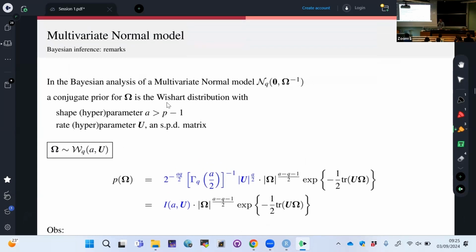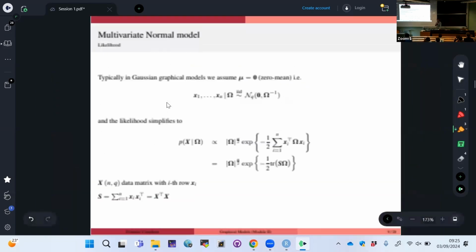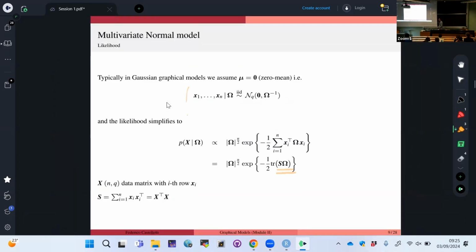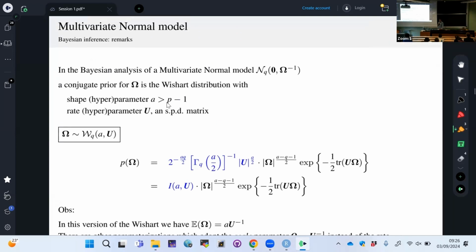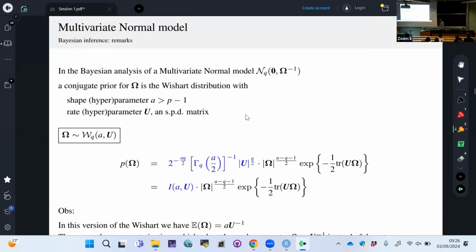Let me provide you some results also for the Bayesian inference of a multivariate normal model. If you want to do frequentist inference, so basically you need to estimate omega, then you can implement maximum likelihood estimation, in which case the maximum likelihood estimator of omega would be the sample precision matrix, so the inverse of the sample covariance matrix. So this is very standard. But what about the Bayesian inference of this model? If you want to do Bayesian inference, we need to assign a prior to omega. And remember what I told you before, omega has some constraints.